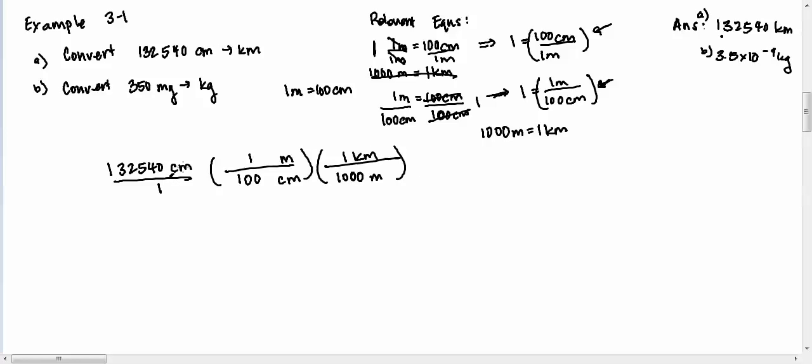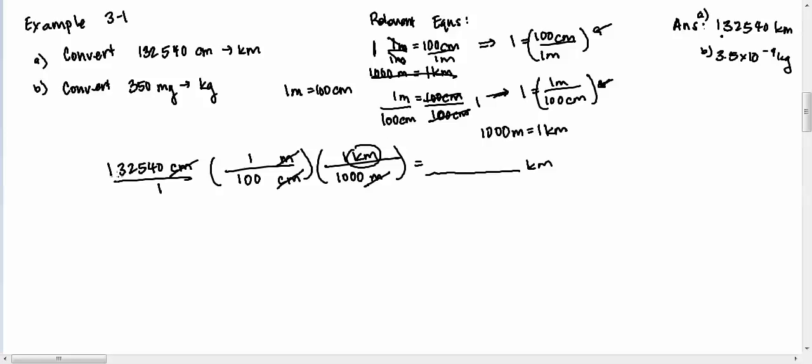This centimeter over here on top is going to cancel out with that centimeter on the bottom. This meter over here on top is going to cancel out with that meter on the bottom. And the answer that I get is going to be some kind of number, blah, blah, blah, kilometers, because the only units that are left is kilometers.